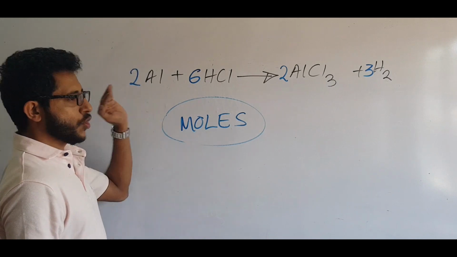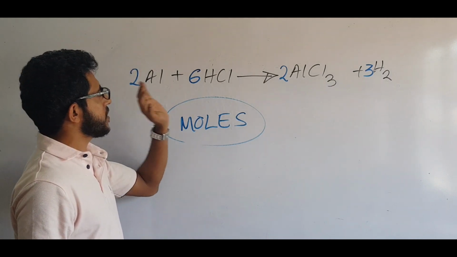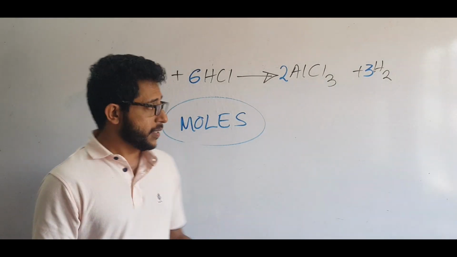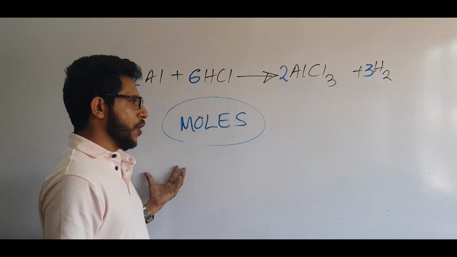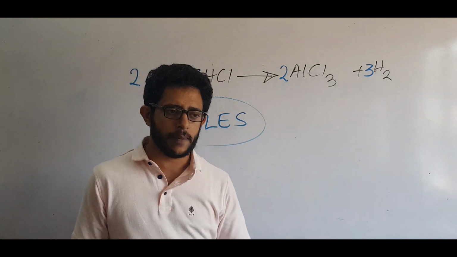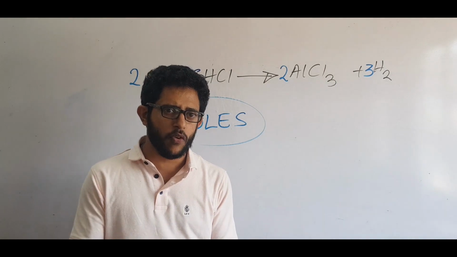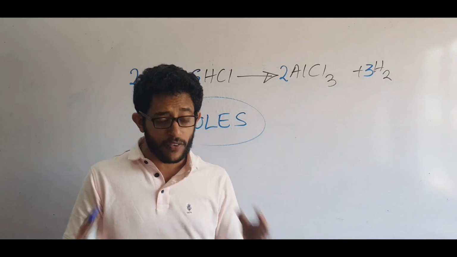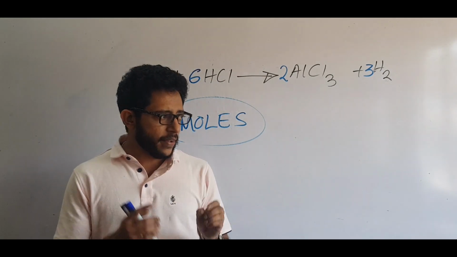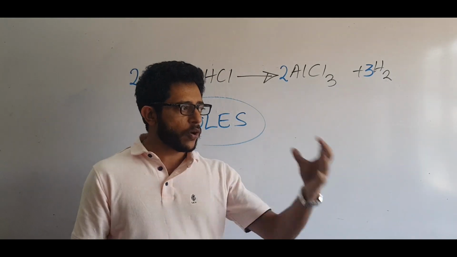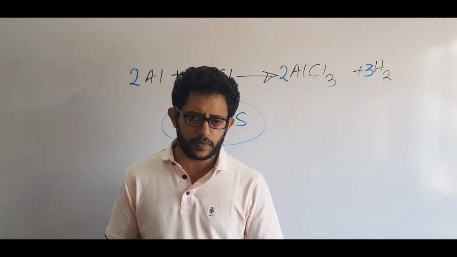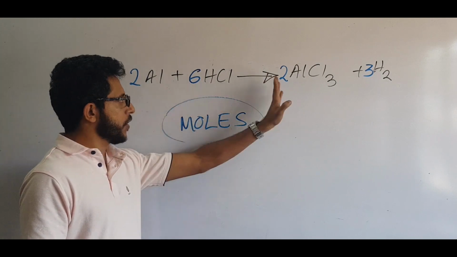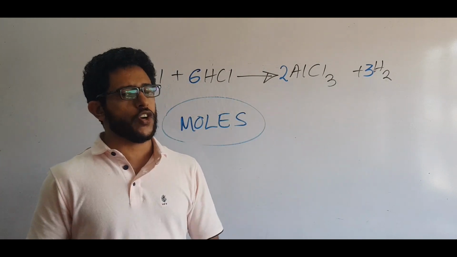This doesn't mean that 2 grams of aluminium reacts with 6 grams of HCl. No, never. It is not something like that. This says 2 moles of aluminium reacts with 6 moles of HCl. So instead of moles, if you want to take atoms, 2 atoms of aluminium reacts with 6 atoms of HCl, that's fine, because anything equal to 6.02 times 10 to the power 23 is what we call a mole. The idea you have to have is always 2 moles reacts with 6 moles to give 2 and 3. The molar ratio is given.